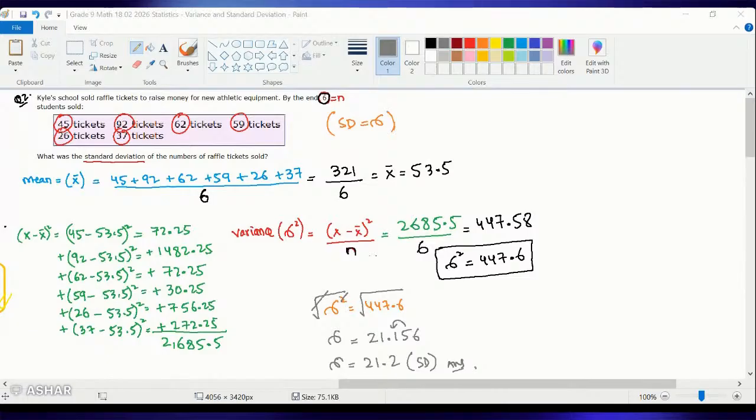Let's have a look at the next question. For the next question, they are saying that we have a group of families at Wendy's school magazine who have to raise money. Standard deviation.